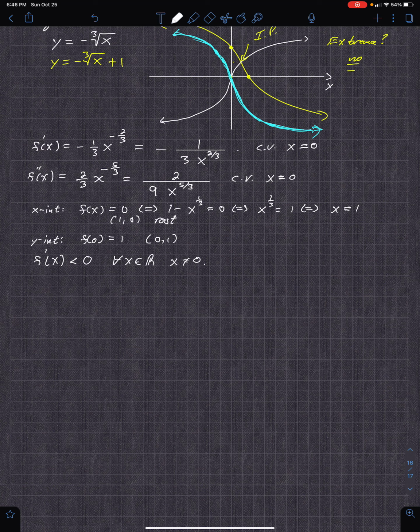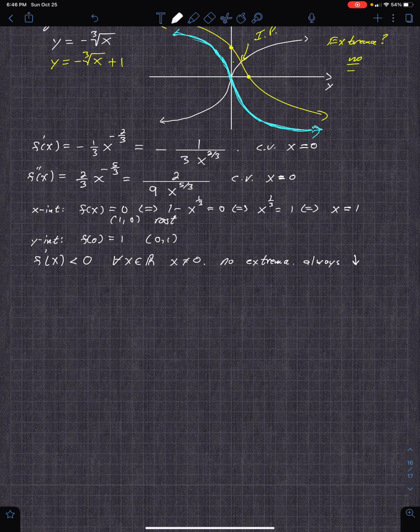But it doesn't change from increasing to decreasing or vice versa. So that implies no extrema. All right, so no extrema there. So it's always decreasing, and let me use my abbreviations because otherwise it gets too messy. Always decreasing.